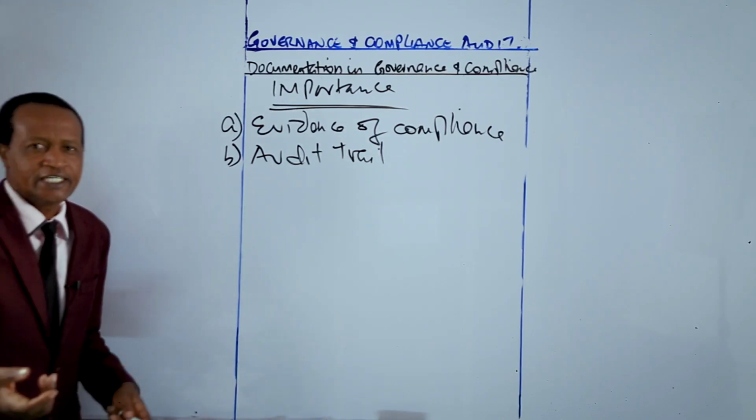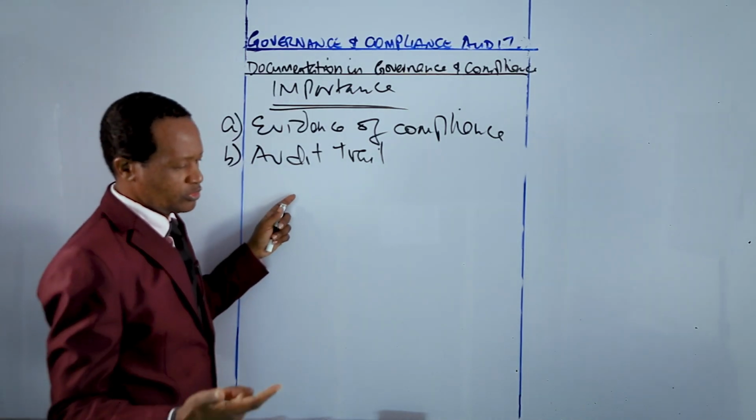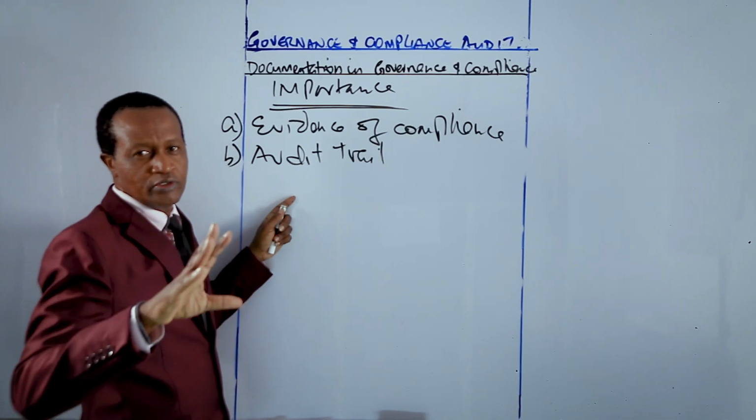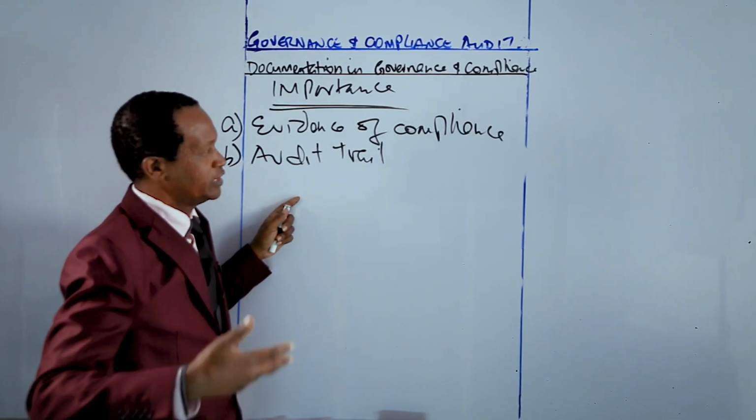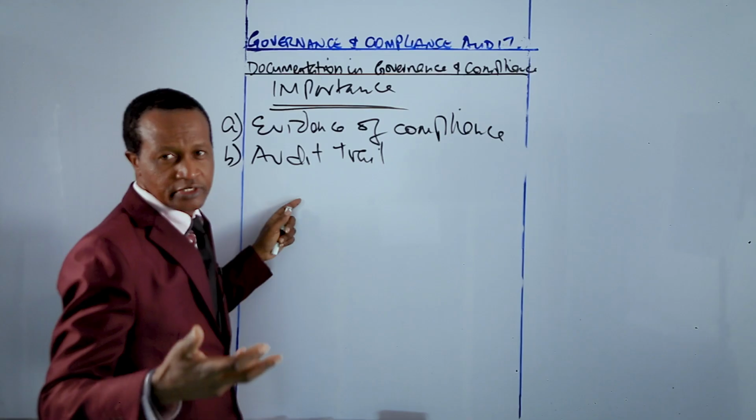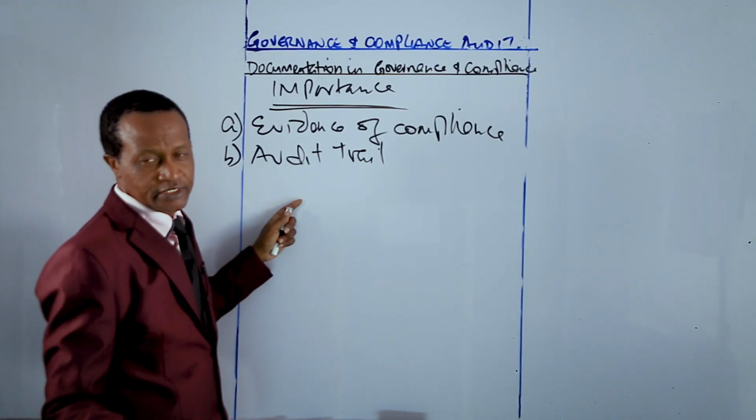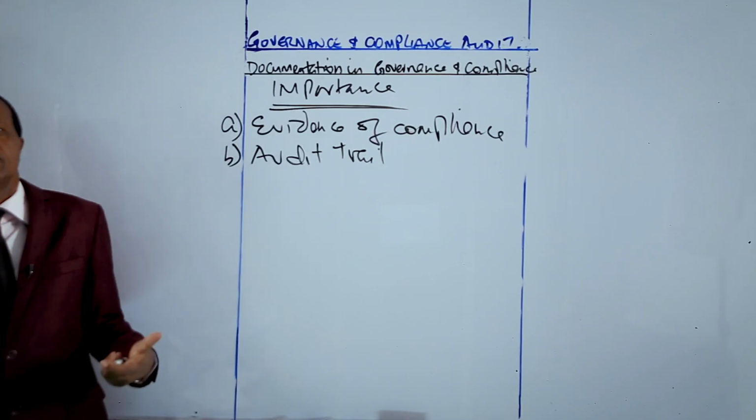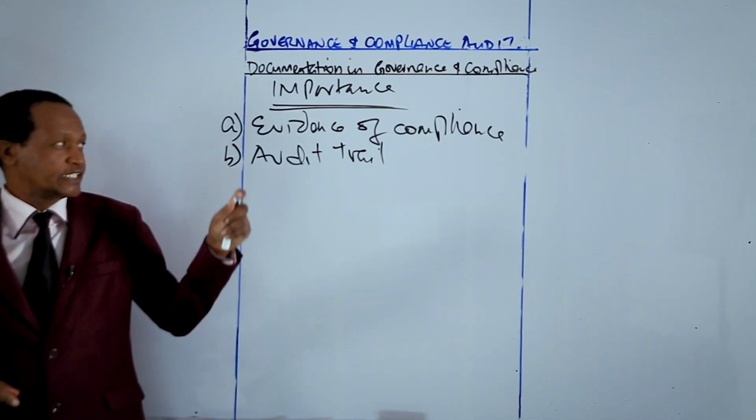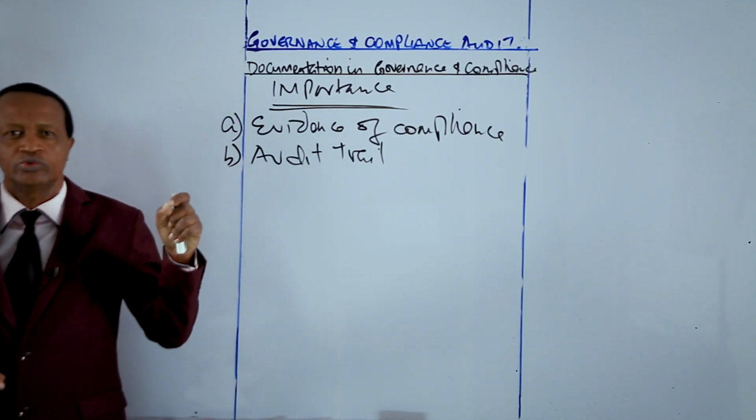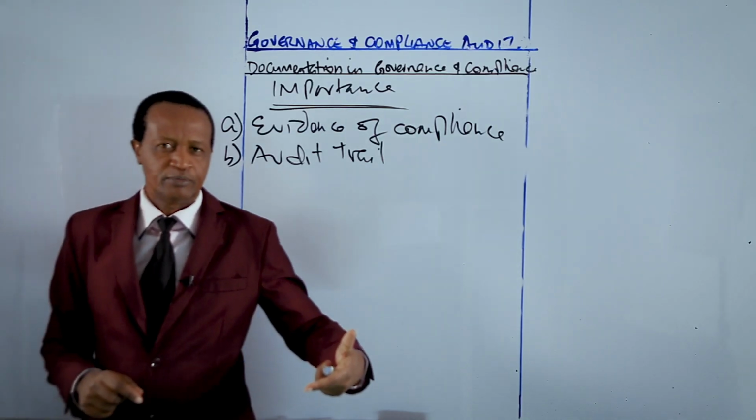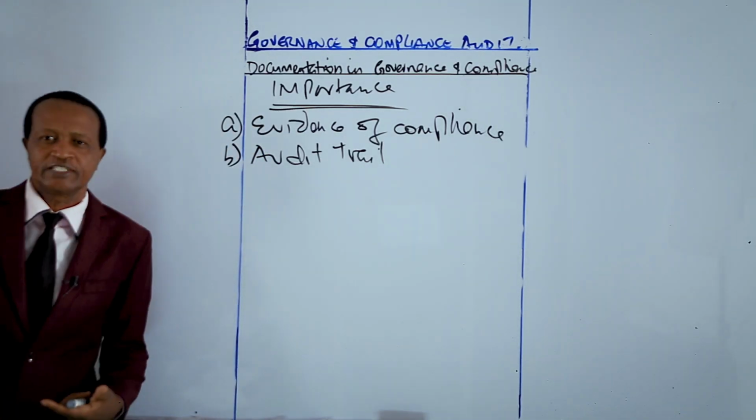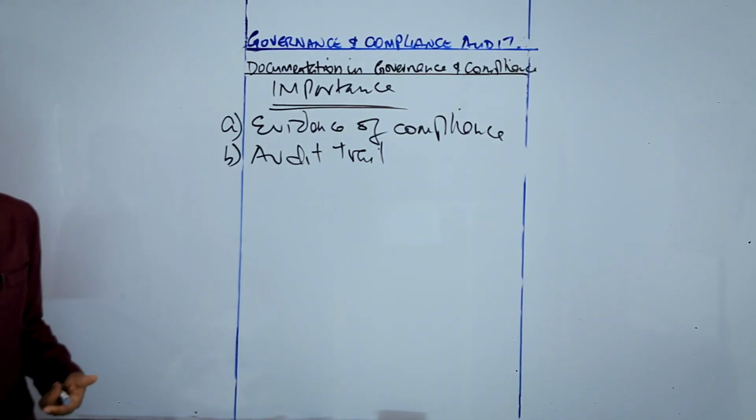Documentation creates a clear, traceable record of all the actions, the decisions, and also processes. And the auditors use this trail to verify that procedures were followed correctly and that the organization is operating in a transparent and accountable manner.